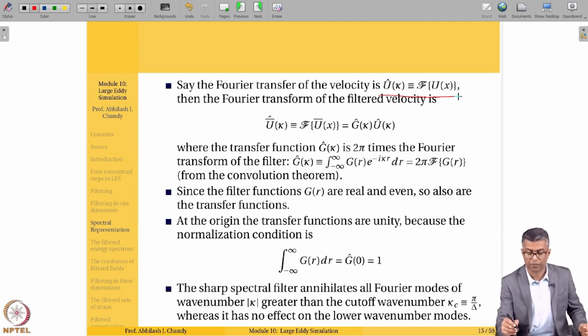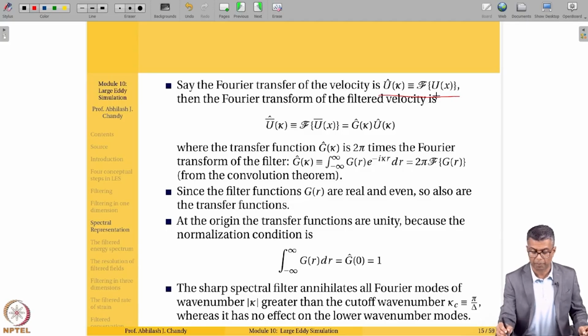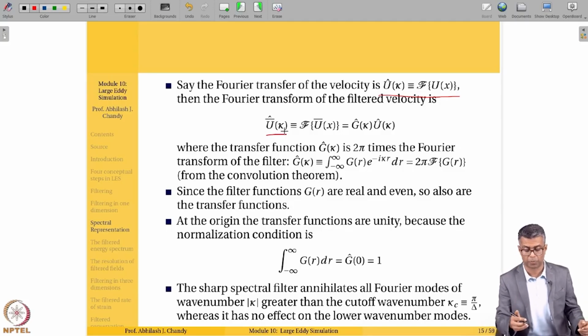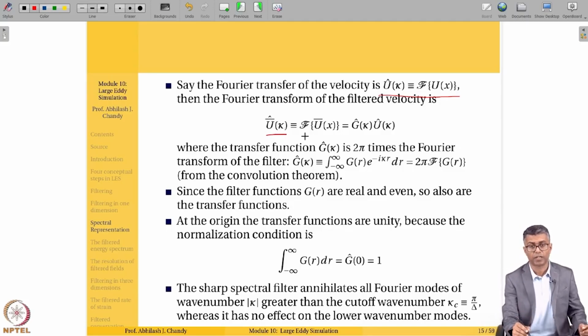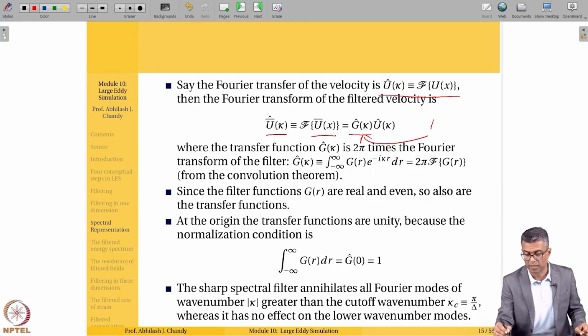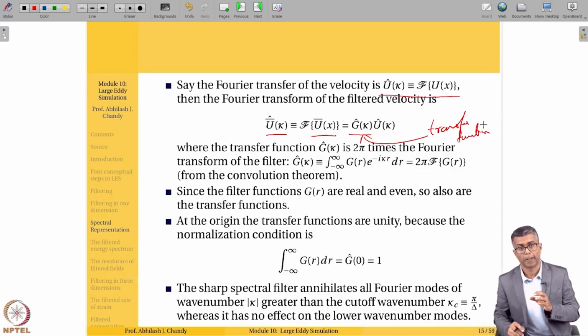So if you have your Fourier transform of the velocity given by this, then the Fourier transform of the filtered velocity field, so that is U bar hat, and it is a function of the wave number, obviously it's in spectral space, would be defined as the Fourier transform of the filtered field. So the Fourier transform of U bar of x, which is equal to, look at this, you have the transfer function multiplied by the Fourier transform of the velocity, right? So this right here is the transfer function, which is basically the Fourier transform of the filter function.